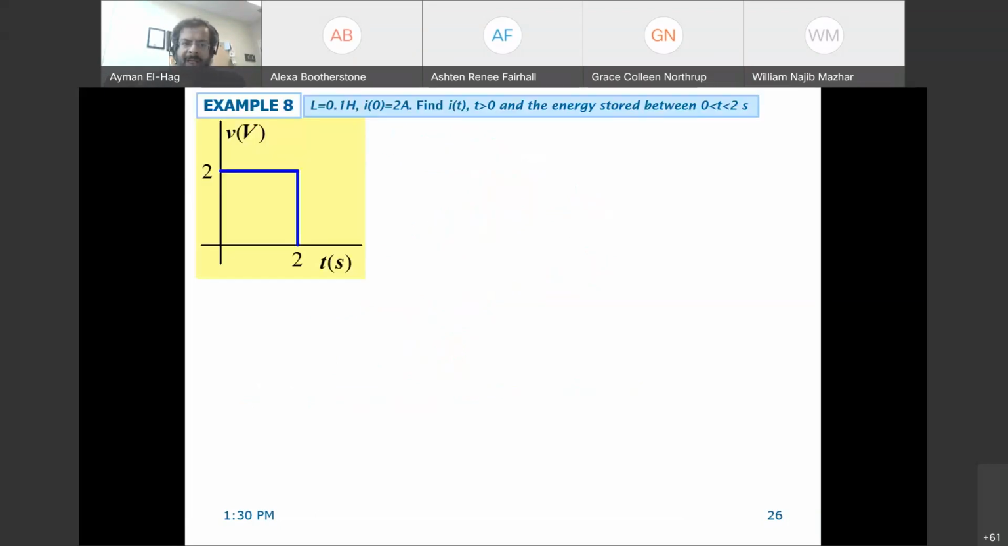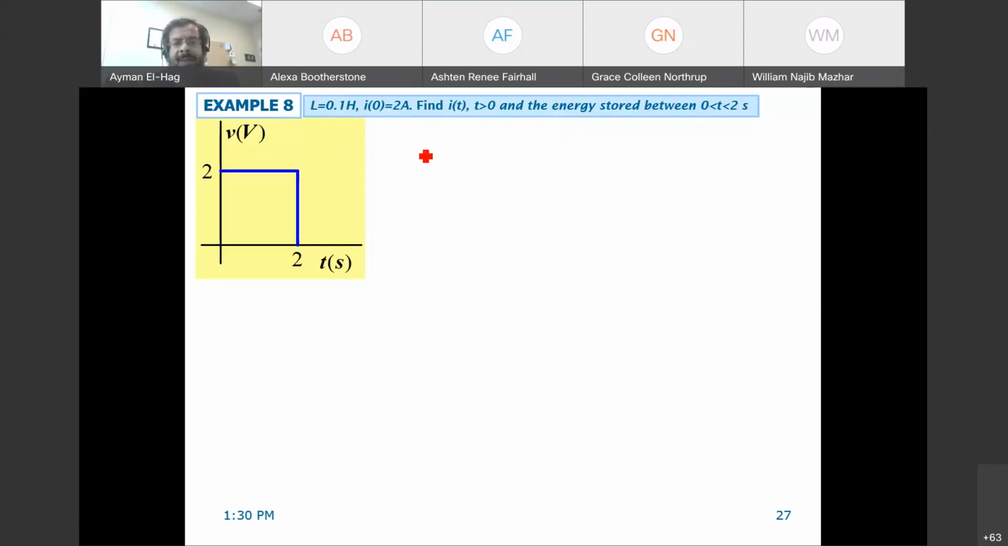Okay, so we have a couple of questions. Let's see here. This question says L is given to us equal to 0.1, and I of 0 is equal to 2. So there is an initial current which is equal to 2 amps. Then we need to find I of t for t greater than 0 and the energy stored between 0 to 2 seconds. How much energy we stored from 0 to 2 seconds.